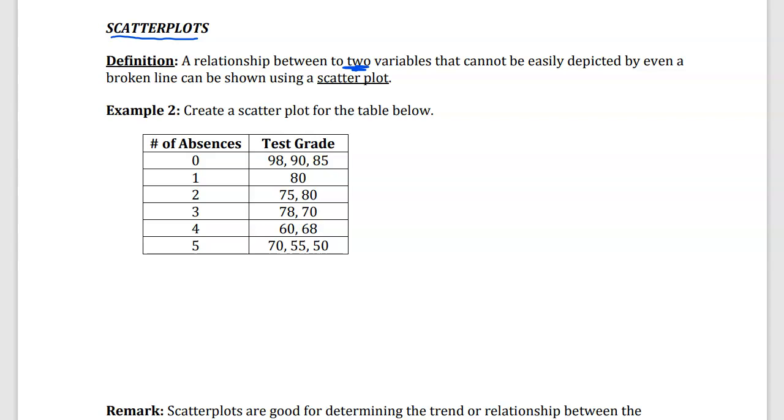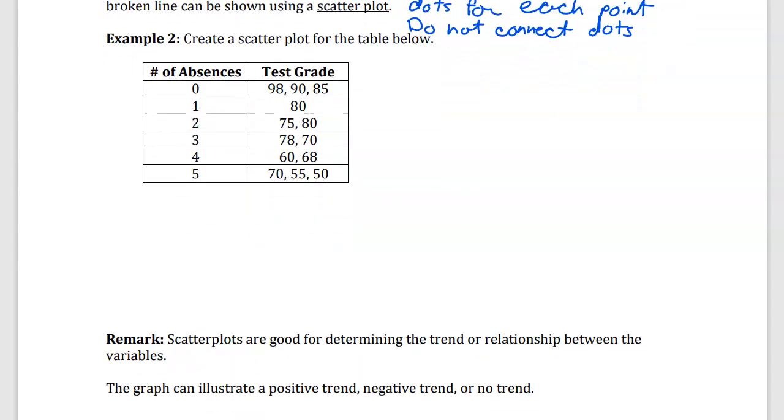And so when we draw a scatter plot, we're just going to put dots for each point. Biggest thing here is do not connect the dots. And I'm going to show you what happens if you try to connect the dots, okay? So on our scatter plot, we're going to create one for this table, number of absences and test grade.